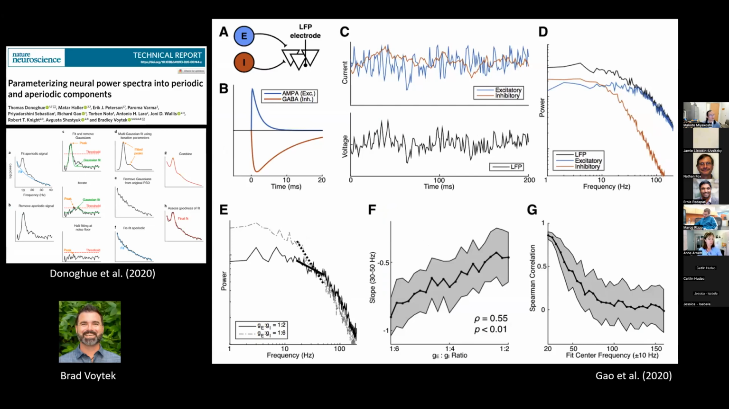So Bradley Voytek's lab developed the method called FOOOF, fitting oscillations and one over f, in 2020. This is not only a convenient tool to extract EEG features, but it has a pretty interesting physiological assumption and usefulness in neuroscience. So let's say there are excitatory and inhibitory input systems for the neuron, and the excitatory system is controlled by AMPA input, and the inhibitory is controlled by GABA.